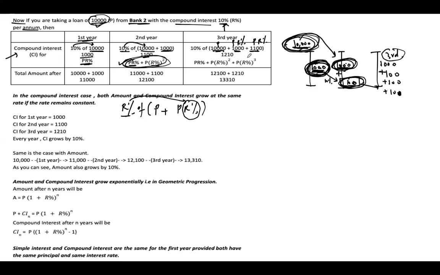No need to write this down. It was just there to, let's say, make a formula. This 1,100 is nothing but PR percent plus P into R percent square. So compound interest for the third year would be PR percent plus, and this was R percent, so PR percent square, and this was PR percent cube. So this should be 2 times PR percent square.